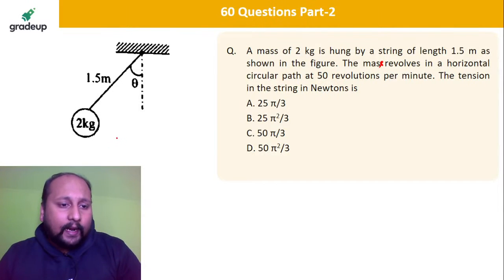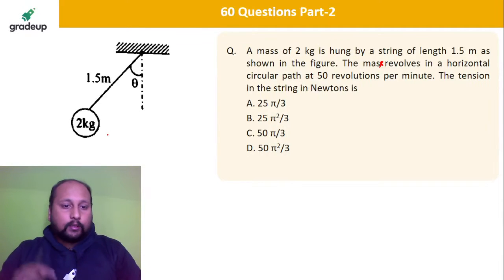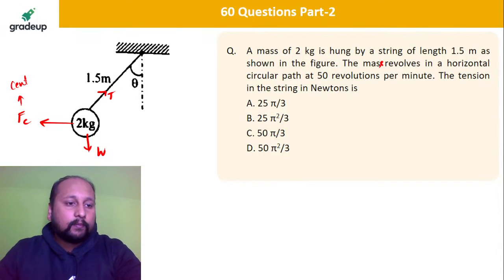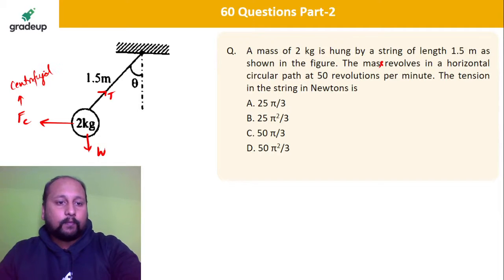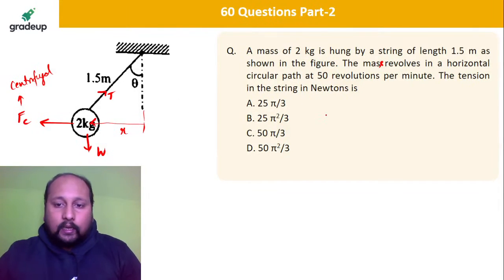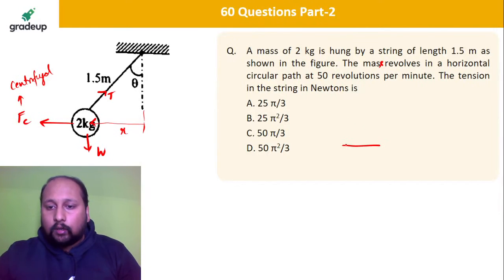So first tell me how many forces are acting. This mass is rotating like this, and it is having a string, so definitely you will be having a tension T, you will be having a weight W, and you will be having a centrifugal force, that is Fc. This is your radius, let us say this is R. So this is your Fc, this is T, and T is making an angle of theta with the vertical, and downward is mg.